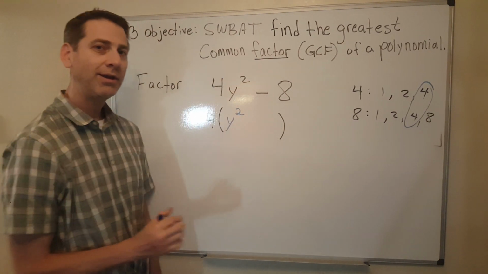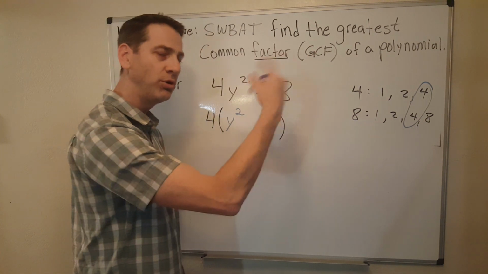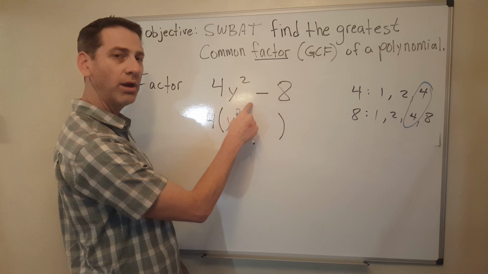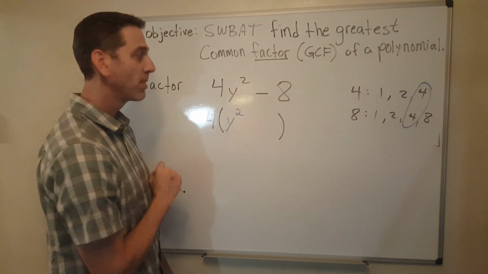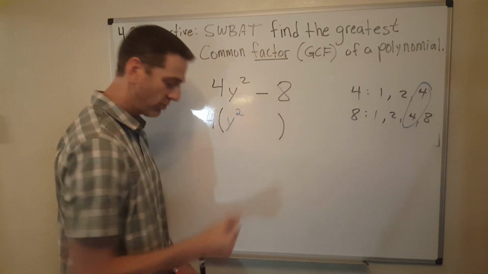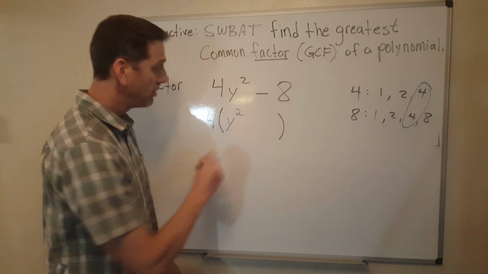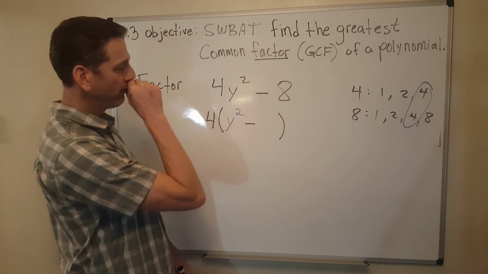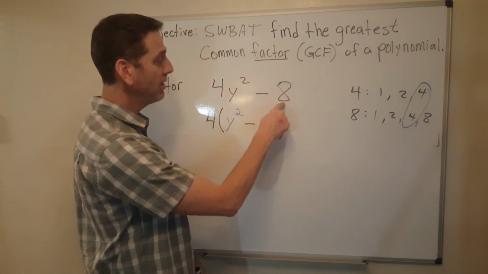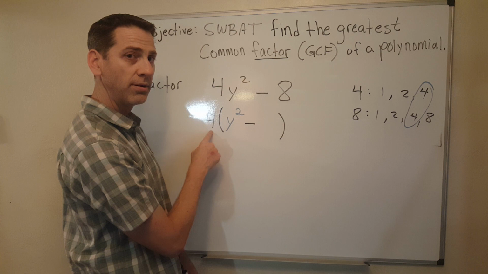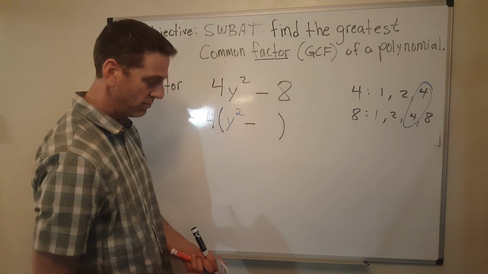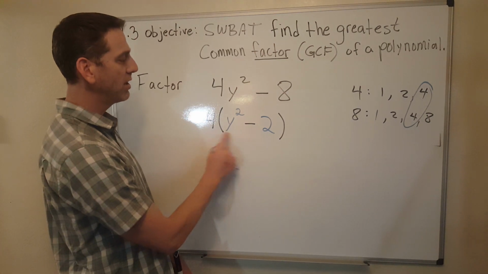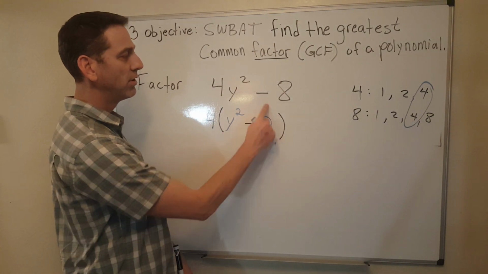See that? Now if I use the distribution property, 4 times y squared is 4y squared. See that? Now I have this subtraction symbol there. I'm going to go ahead and put him in there. Now, again, divide. 8 divided by 4 is 2. 4 times negative 2 is negative 8.